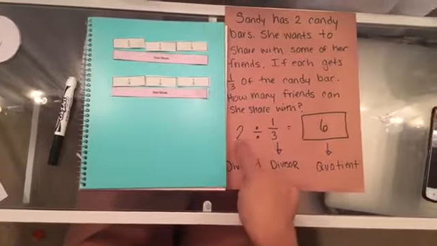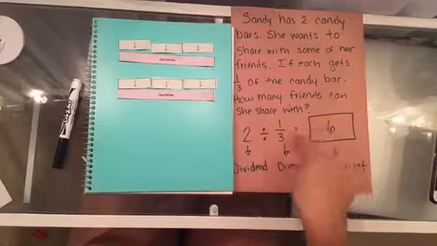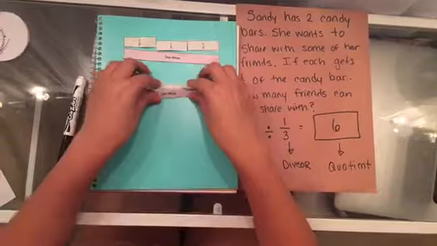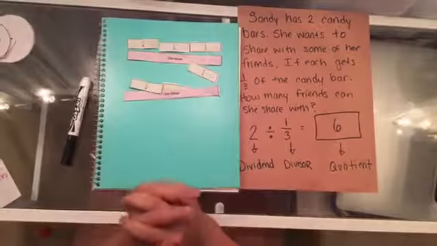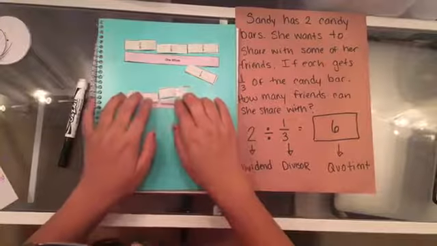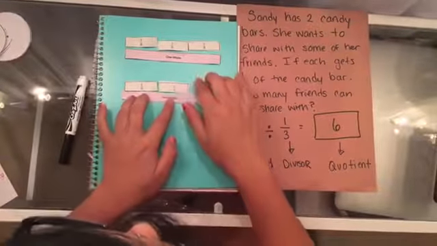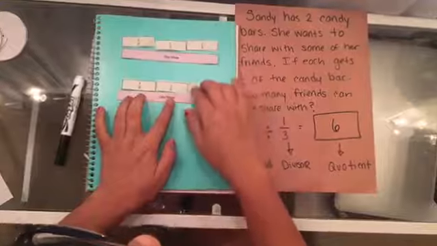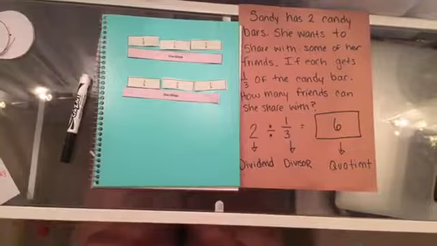Going back to our word problem, 2 divided by 1/3 equals 6. Okay. Both the area model and the linear model are a good way to show students how to divide fractions using manipulatives. Thank you for your time.